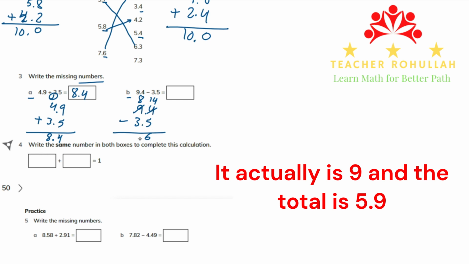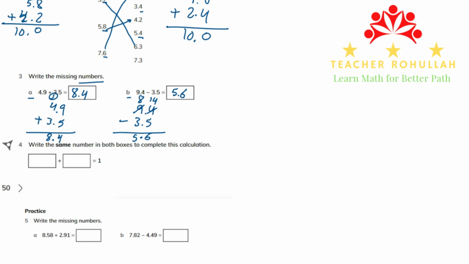We bring down the decimal point, and 8 minus 3 is equal to 5. So the answer in part B is 5.6. Well, question 3 is also solved. In question 4, it says, write the same number in both boxes to complete this calculation.